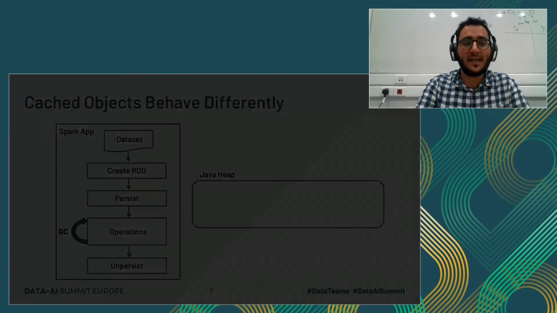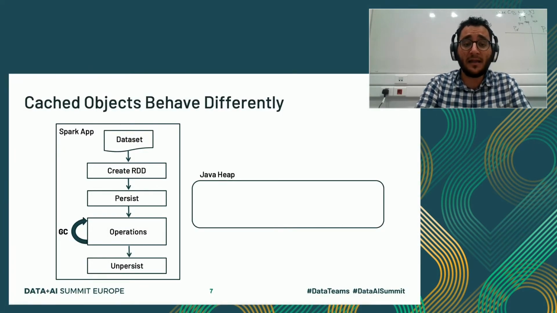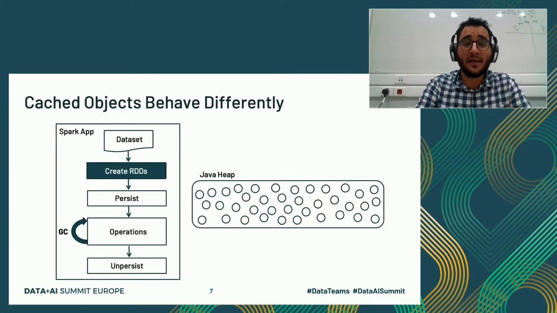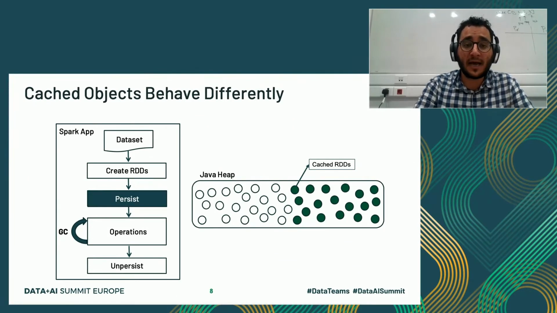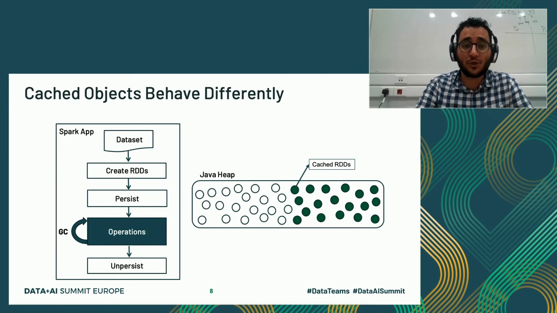When we load the dataset and create the RDDs, a lot of new objects are generated in the Java heap, as we show in the figure. When we select to persist some RDDs, some of these RDDs are persisted. So we show in the Java heap these RDDs that are located in the on-heap cache in storage memory. And then we perform operations using these cached RDDs.